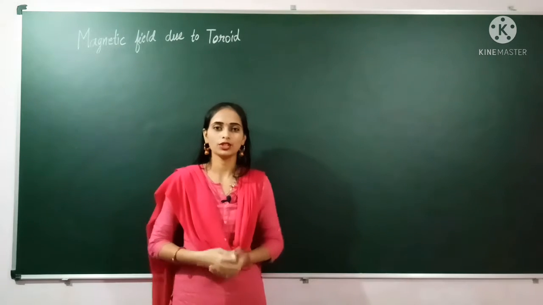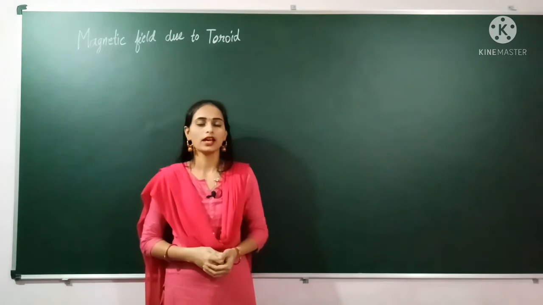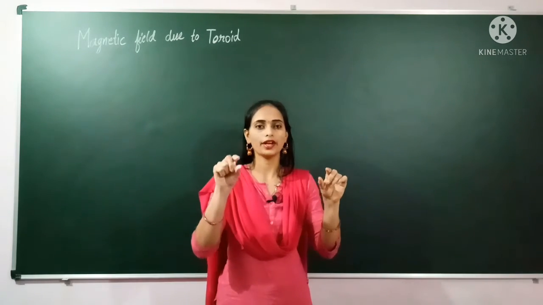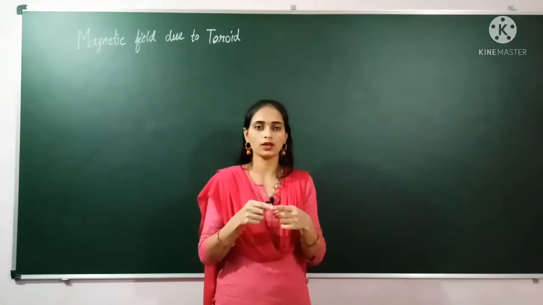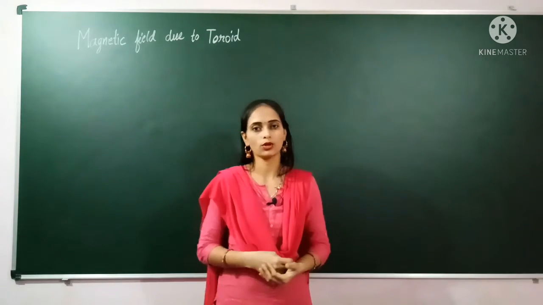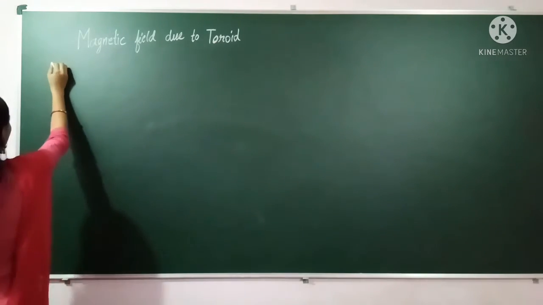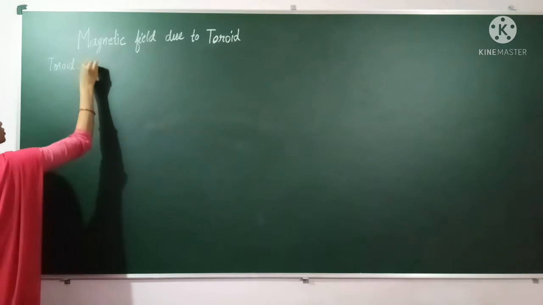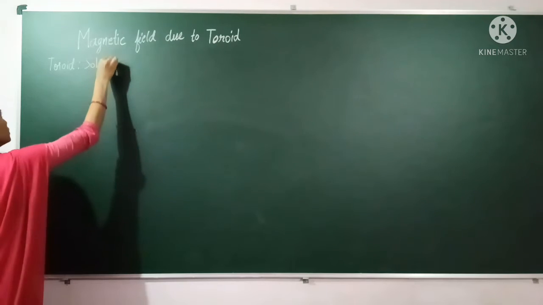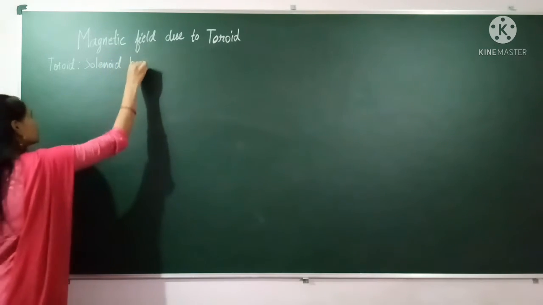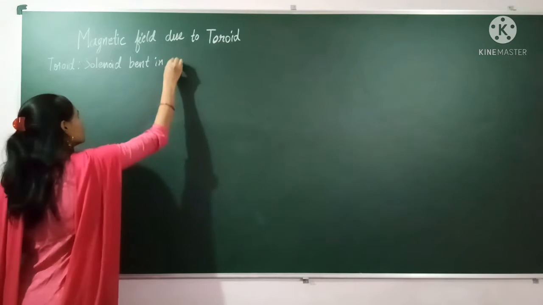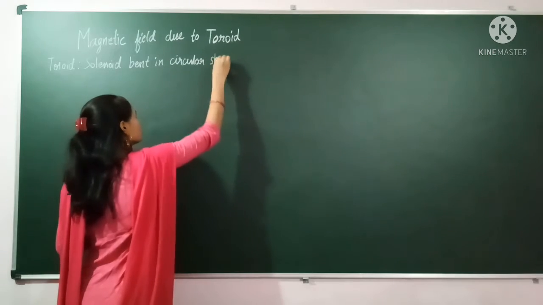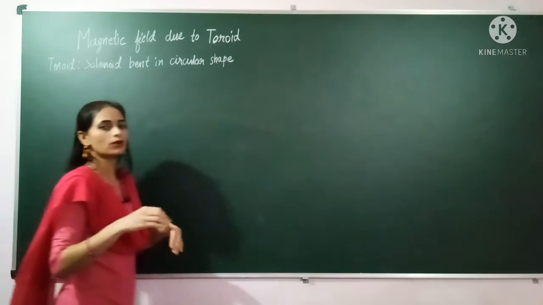In this video I am going to teach you about the magnetic field due to a toroid. In our last video we have already discussed the solenoid. This toroid is nothing but a solenoid, but if you take the two ends of that solenoid and bend it into a circular shape, then it is called a toroid. So the definition of a toroid: a solenoid bent in a circular shape.